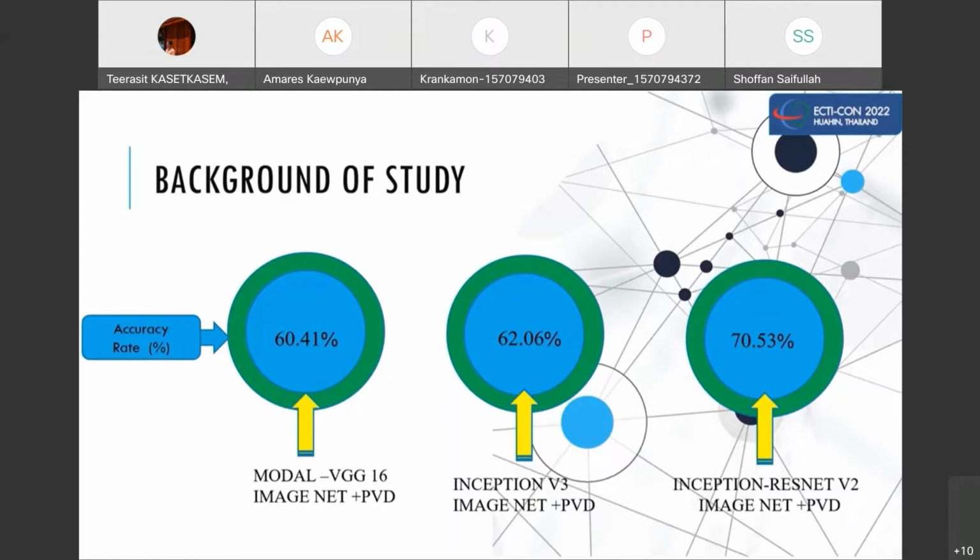Next, Inception V3 with ImageNet plus PVD obtained an accuracy rate of 62.06%. Based on the latest study by Practical, the combination of Inception ResNet V2 with ImageNet plus PVD gained the most accuracy, with 70.53% on plant disease detection. Next, we move on to the next slide.